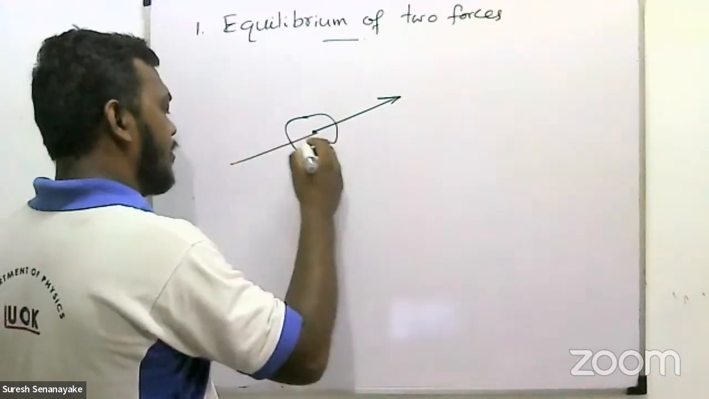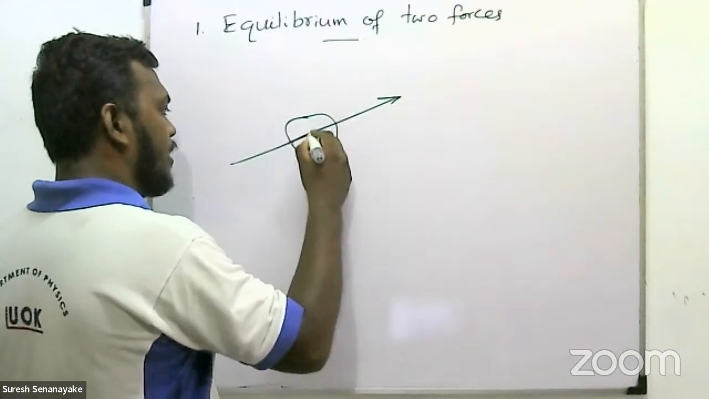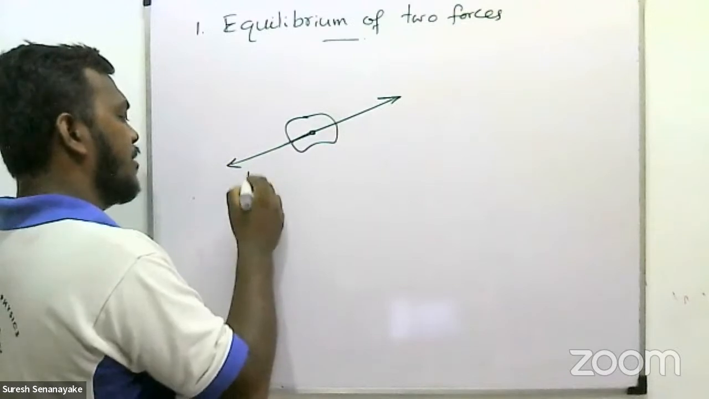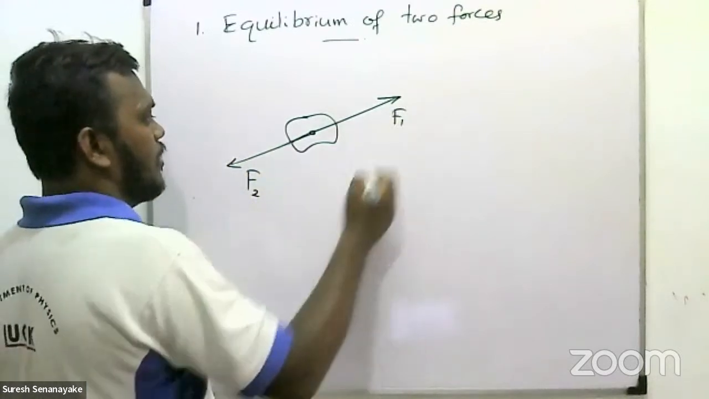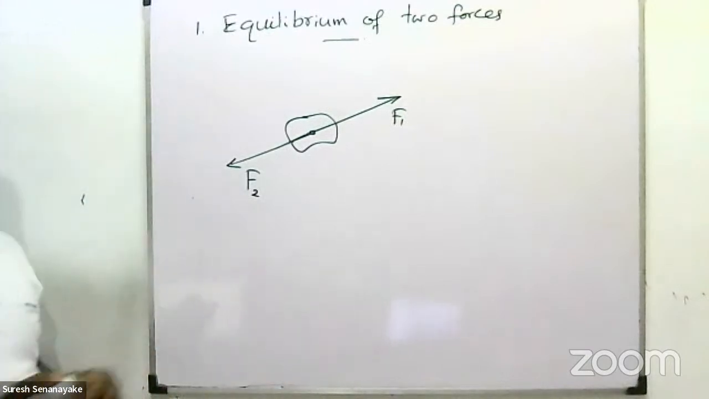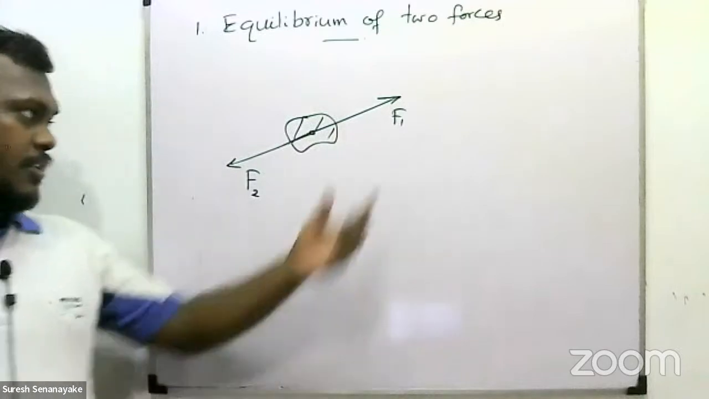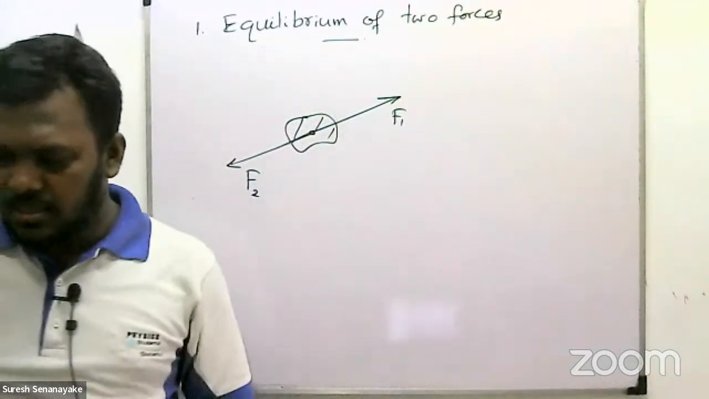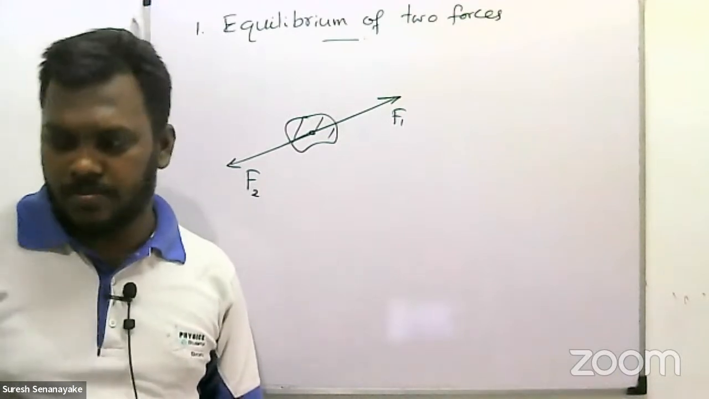And for the moment to be zero, another condition should be satisfied. Those two forces should be acting on the same line of action. Say this is F1. If the body is in equilibrium, you can say F1 should equal F2, their directions should be opposite to each other, and those two forces should be collinear.